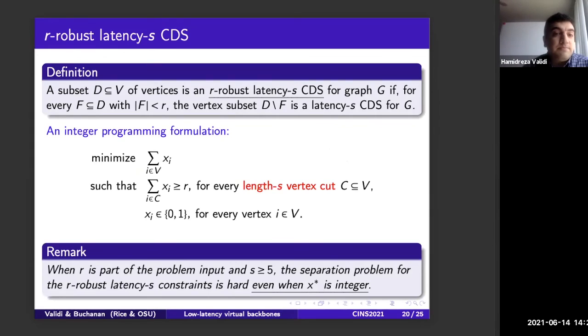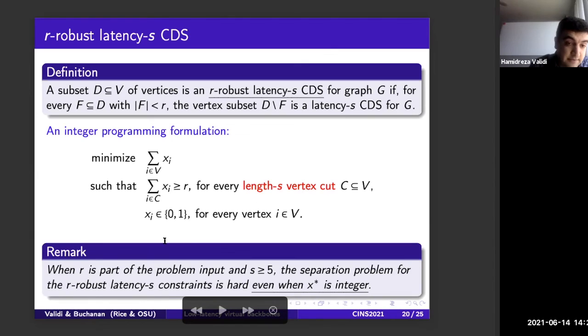And so with this, we define the R robust latency SCDS. We say that this set D of vertices is an R robust latency SCDS for graph G if, for any subset F of D with size less than R, the vertex subset D minus F is still a latency SCDS for graph G. And this is actually a generalization of our previous formulation, where the right-hand side increases to R. Instead of 1, we have R, but we still have the length-S vertex cut condition here for our cuts.